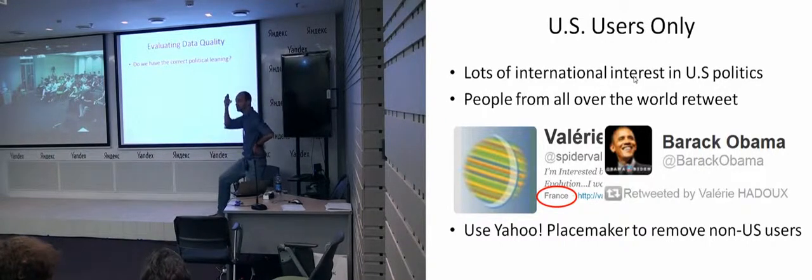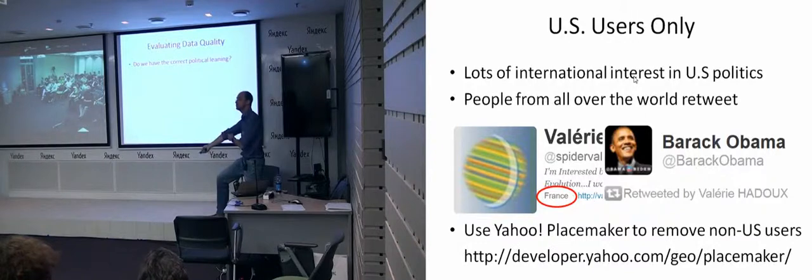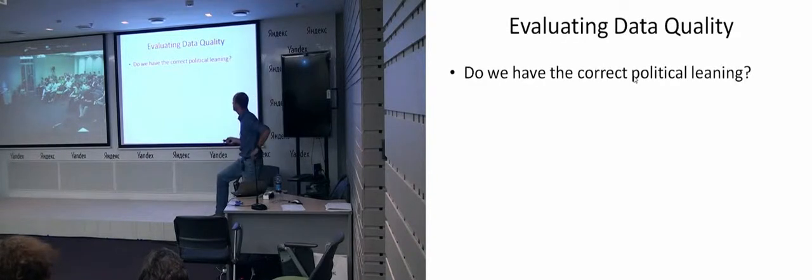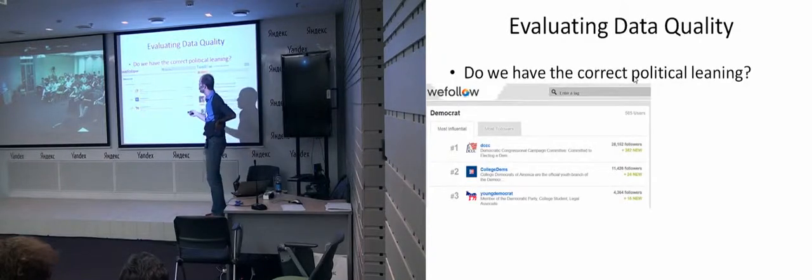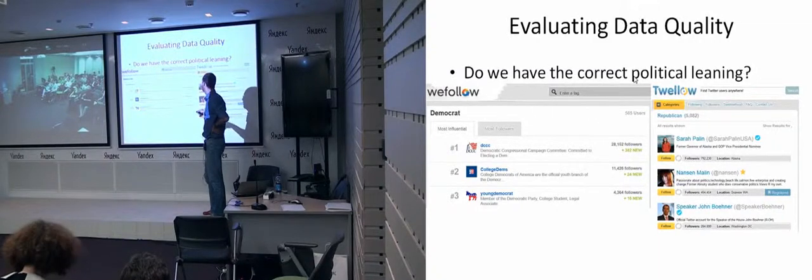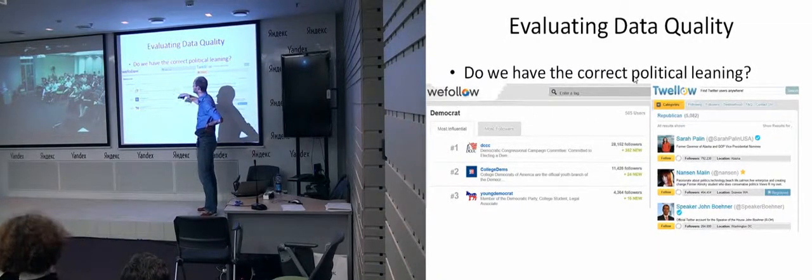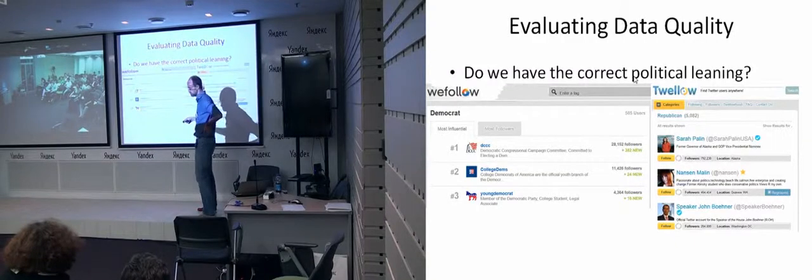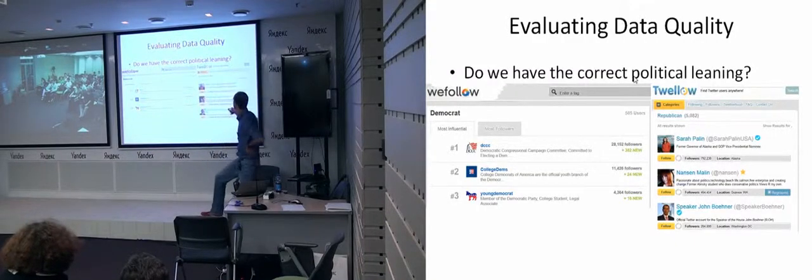So, okay, now the question is, after this cleaning, after using only US users, after having this sort of retweet behavior, do we actually have the correct leaning for a particular person? So what we use as a ground truth here are public directories. These are public user directories where users can enter themselves. There are two big ones, WeFollow and Twello. They are organized by topics. So here you have Twitter users listed under Democrat, Twitter users listed under Republican.